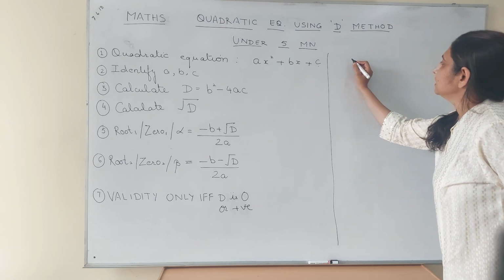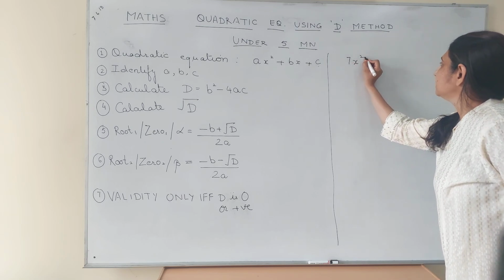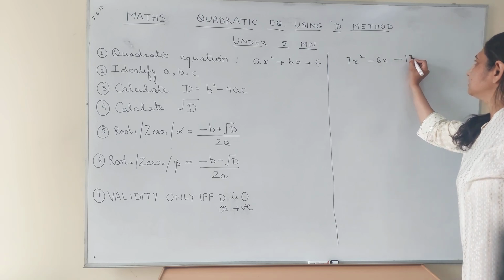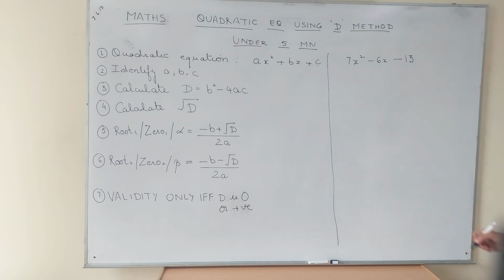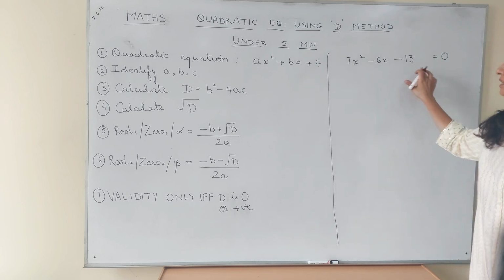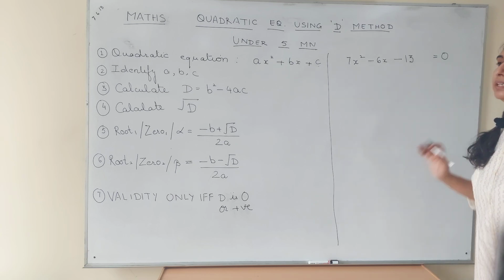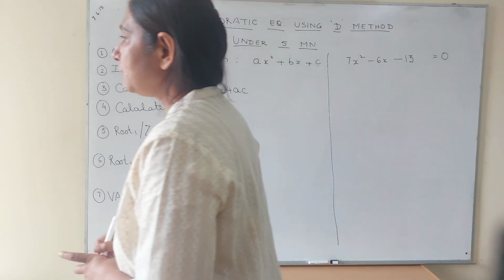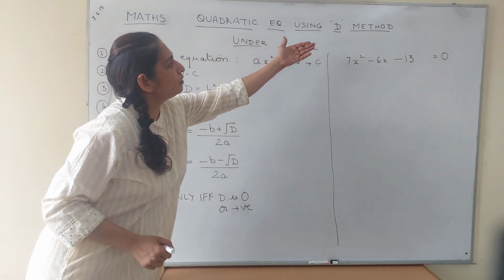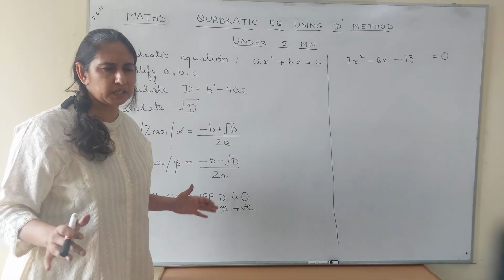Suppose I have the equation 7x² - 6x - 13 = 0. Of course this is squared, so it's a quadratic equation. Now what are the steps to solve this quickly using a special method called the D method? This is a very mechanical method. You don't have to apply any brains in it.